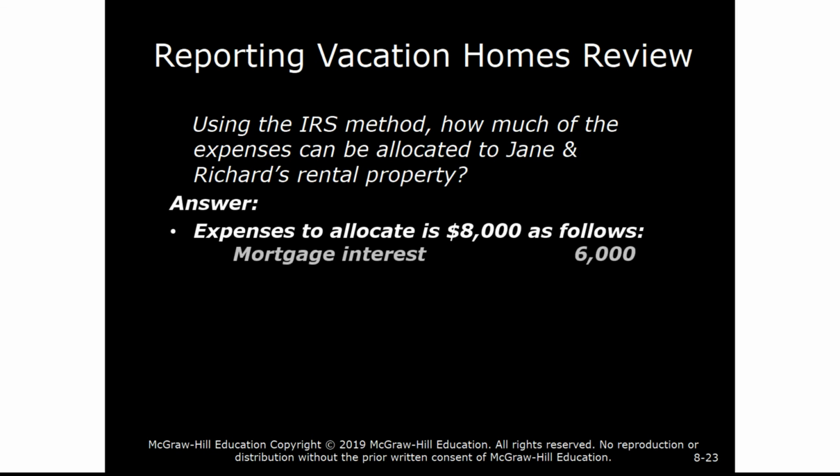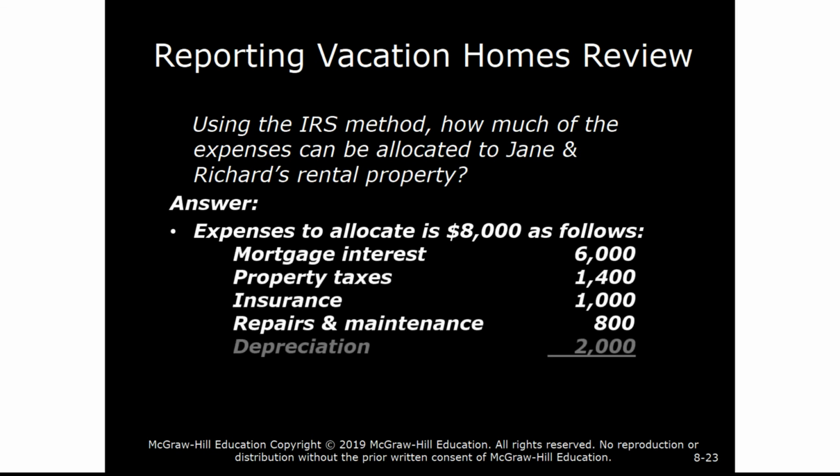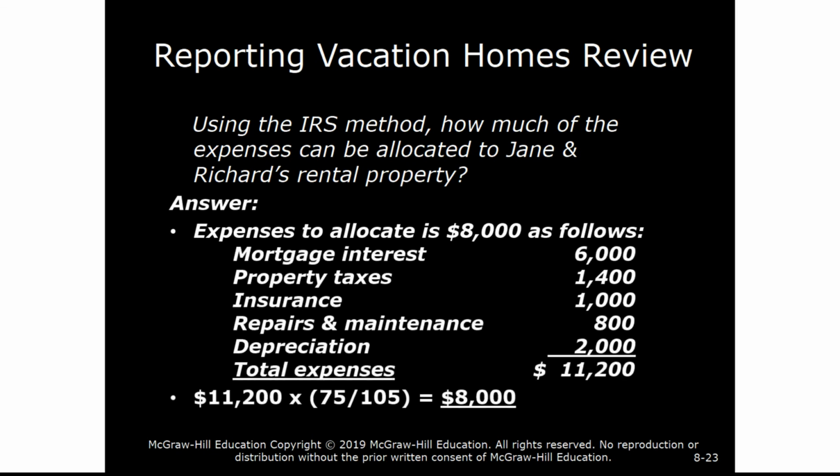So here's an allocation then using the IRS method, where we just take the amount of the expenses. In this case, since we're using the same method for every expense, we can just take the total expenses and then multiply it by the 75 rental days divided by total number of days used, both rental and personal, of 105. So when you use the IRS method, you can just add up your total allocated expenses and then multiply by your fraction. You don't need to do it separately for each one.